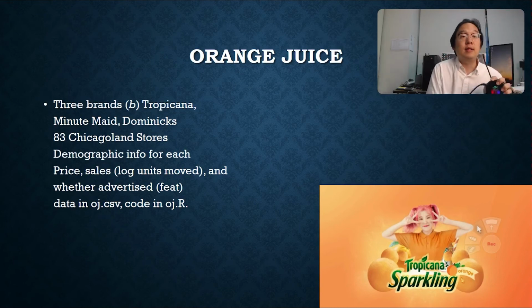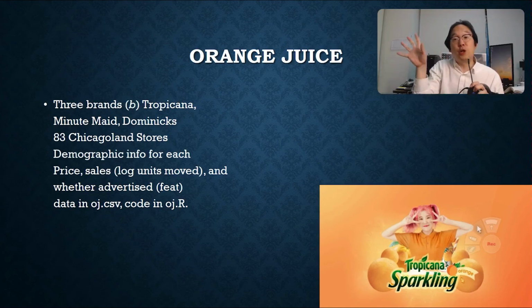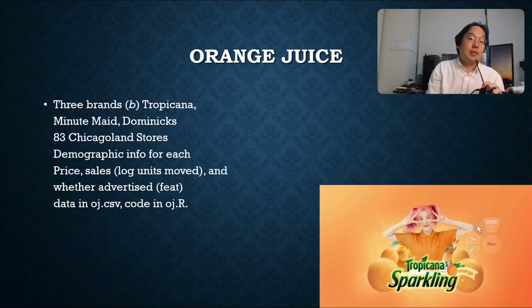And then there are 83 Chicagoland stores. They gather the data from here: demographic information for each store, price, sales, log units moved. So it's the number of units moved out, sales quantity, and whether they're advertised or not. The variable is called feature, featured advertisement versus not. It's going to be a 0 versus 1. And then the data should be in oj.csv. Code should be over there with you.